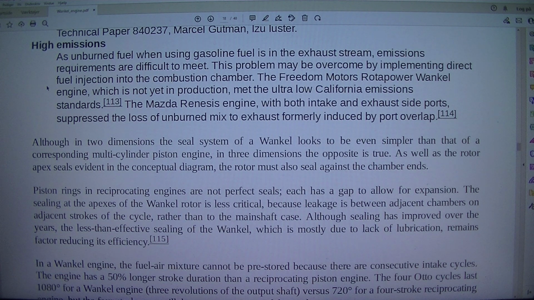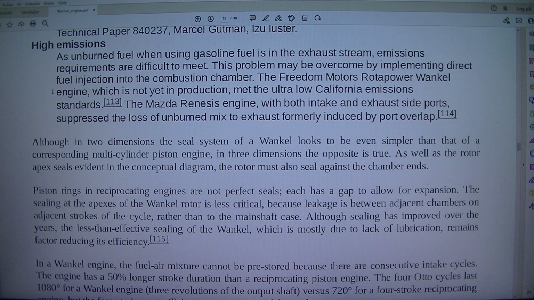High emissions as unburned fuel when using gasoline fuel is in the exhaust stream. Emissions requirements are difficult to meet. This problem may be overcome by implementing direct fuel injection into the combustion chamber. The Freedom Motors Rotapower Wankel engine, which is not yet in production, met the ultra-low California emission standards.